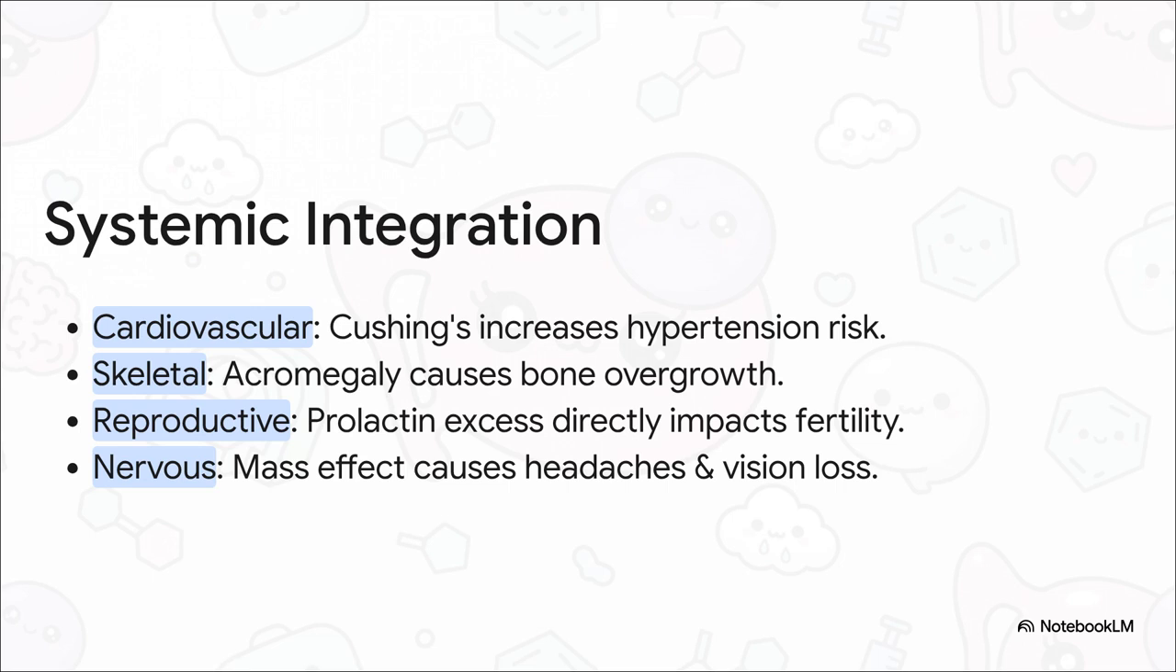The excess cortisol in Cushing's disease, for example, is really tough on the cardiovascular system, increasing the risk for hypertension. The skeletal system can get hit hard in acromegaly or from deficiencies leading to osteoporosis. The reproductive system is obviously impacted by changes in prolactin and gonadotropins, and of course, the nervous system is directly affected by the mass effect of the tumor itself.